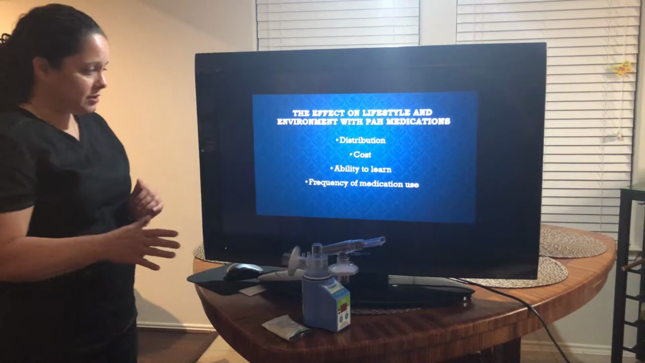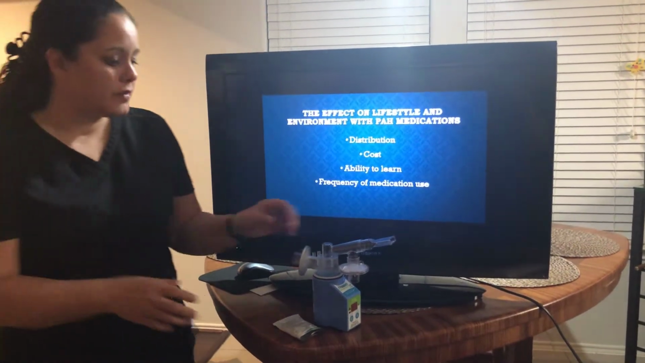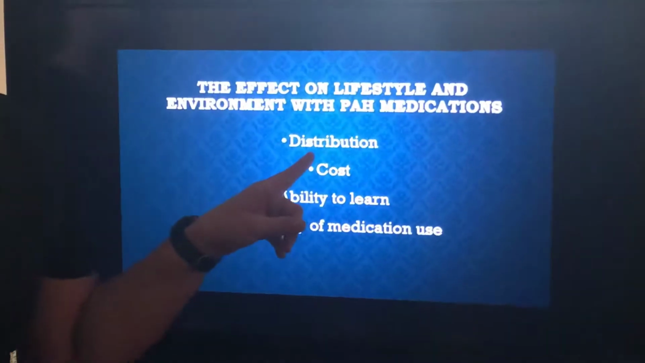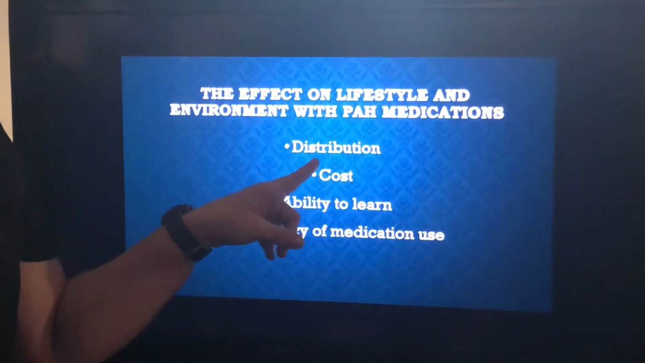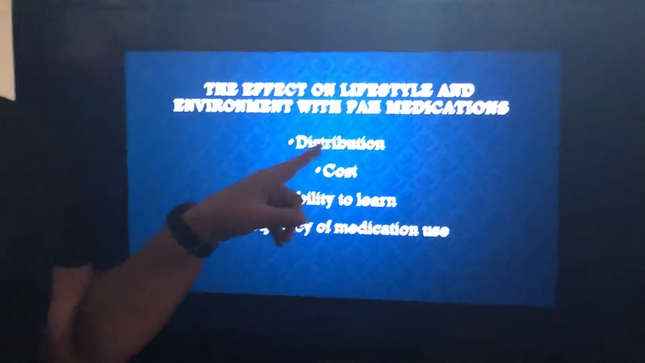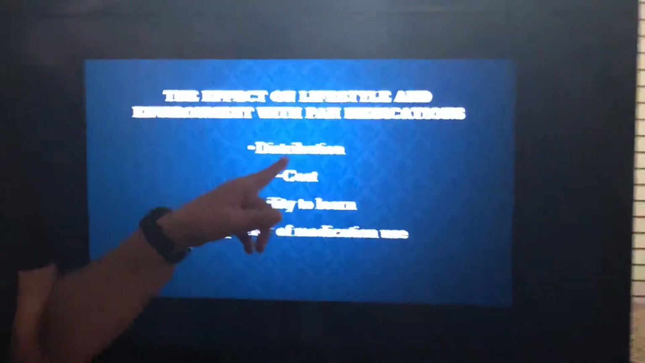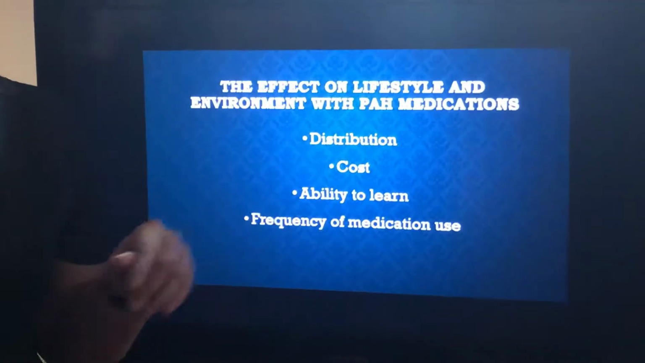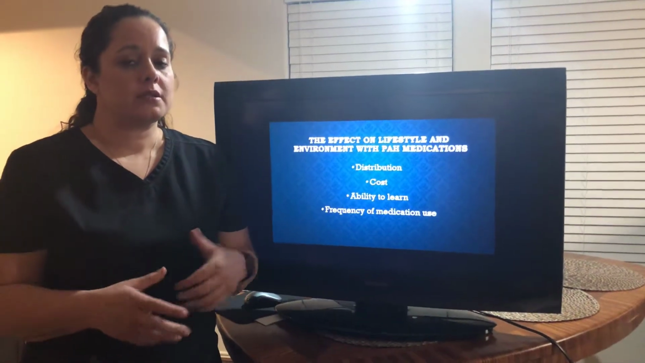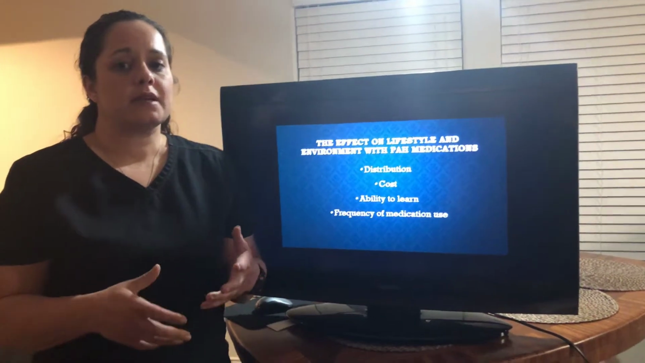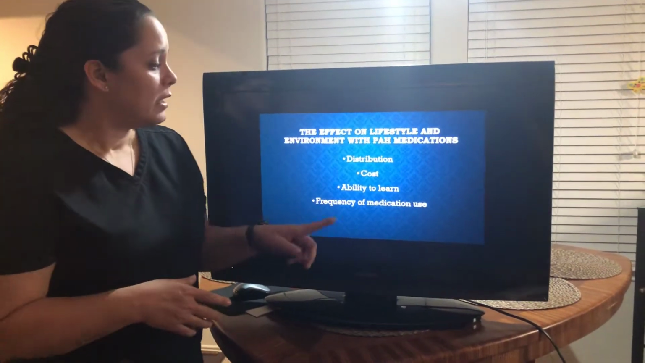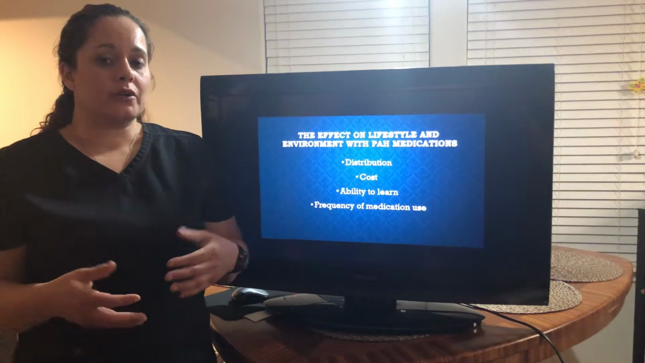Finally, what do these medications mean for the lifestyle and environment of the patient? First, distribution. You can't get it at your local pharmacy. You have to get it delivered by a specialty medication pharmacy. Cost, these medications cost a lot of money. Insurance can cover the cost of the majority of it, and then for the rest of it, the manufacturers have patient programs to help.